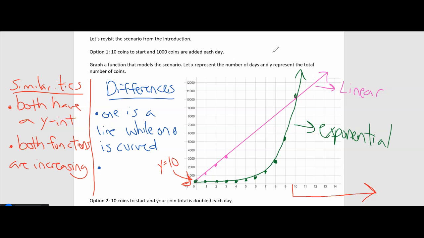If I look at the beginning of this function, the slope is positive, but it's not very large. But if I look at this part of the function, the slope is getting steeper. A little bit of a calculus thing, if you take that in a couple of years.